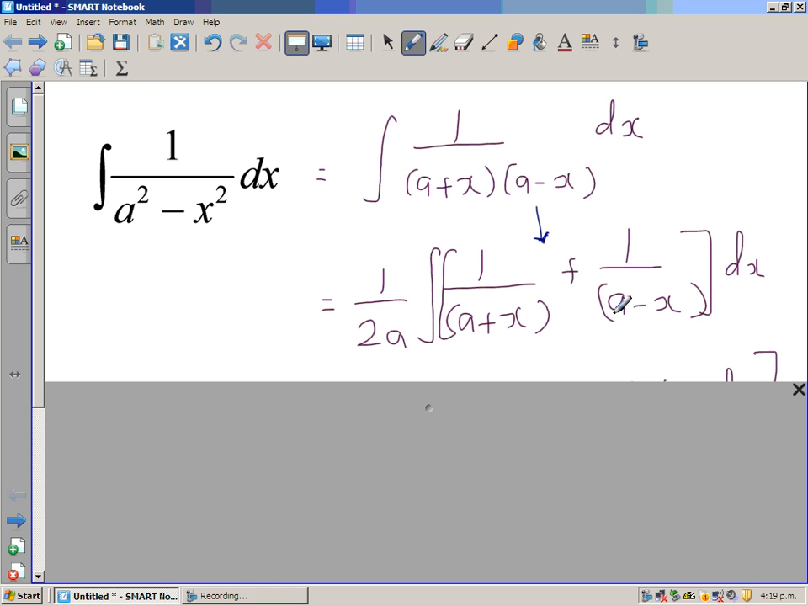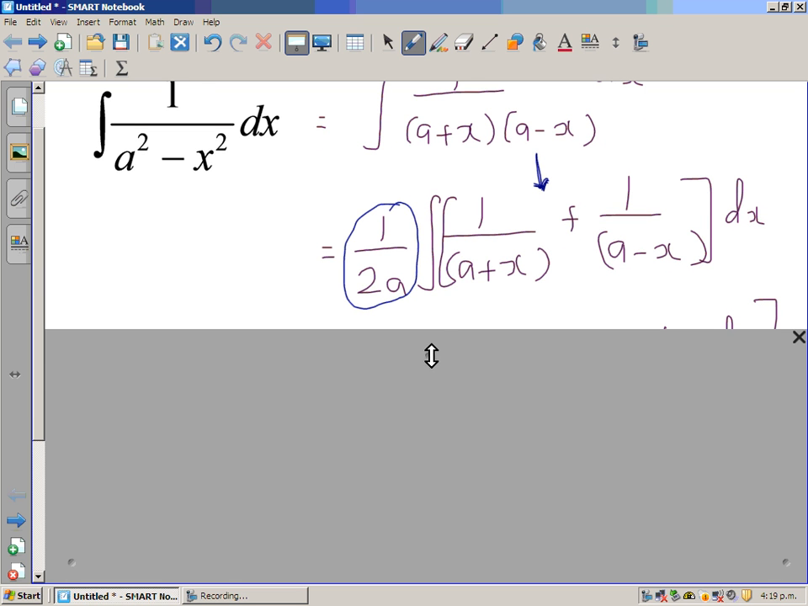Now, if you simplify this, you can see if you cross multiply, or if you multiply this with a minus x and this with a plus x, you have here a minus x plus a plus x. So minus x and plus x get cancelled. If you want to make this and this equal, you have 2a in the numerator. Now to cancel that, I have put 1 over 2a to counter that. So this simplifies to 2a over a plus x times a minus x. Now to counter that, I put 1 over 2a. So this and this are one and the same.